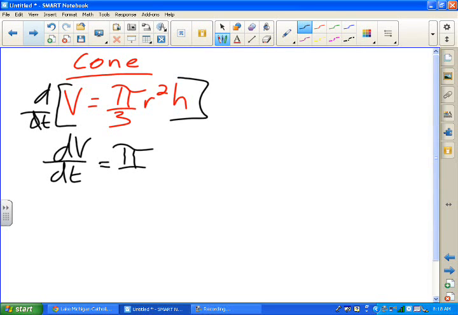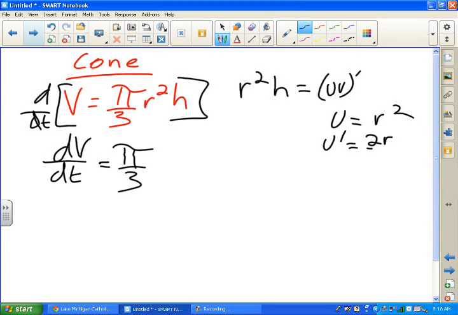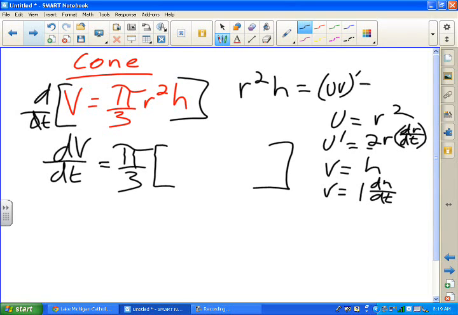Now, because we're dealing with r squared times h, remember that's just the product rule. We use the product rule, and Mr. Adams is getting a little sloppy with his notation, but that's okay. I'm trying to do this in a hurry. We list r squared as u, so u prime would be 2r times the derivative, and then v is h, and the derivative of that would be 1 times dh/dt. Remember the product rule is uv prime plus vu prime.